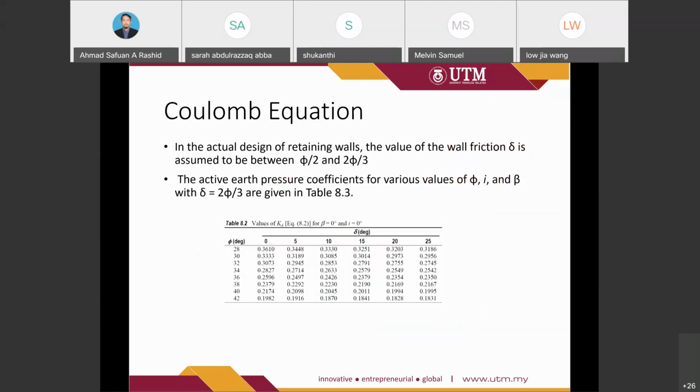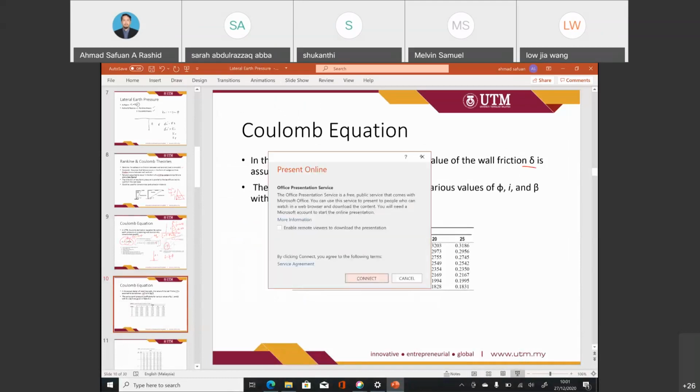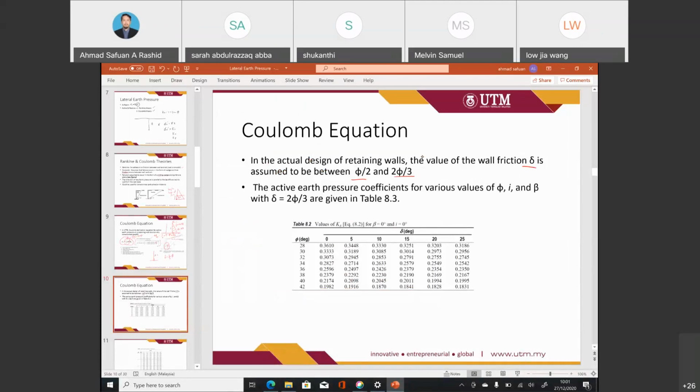In the actual design of a retaining wall, the value of the wall friction delta is assumed to be half phi or two-thirds phi. If the delta is not provided, you may use these assumptions. The active earth pressure coefficients for various phi, i, and beta with delta two-thirds phi are given in Table 8.3.